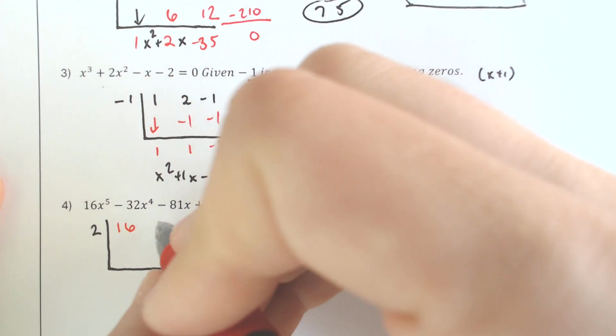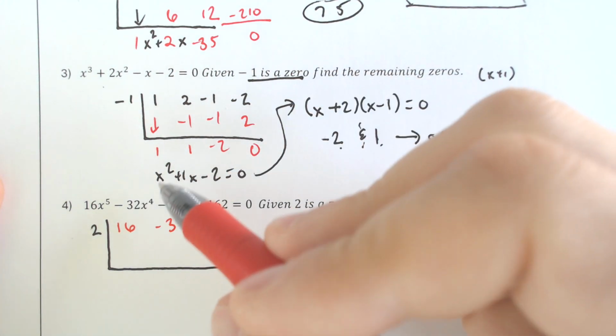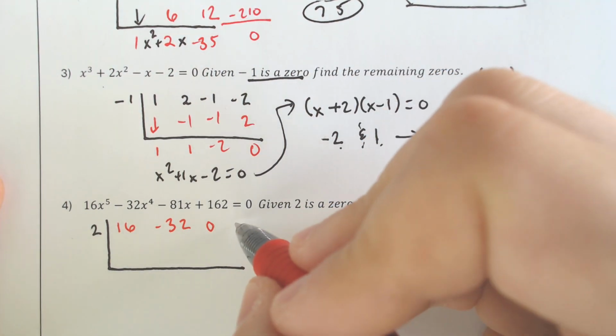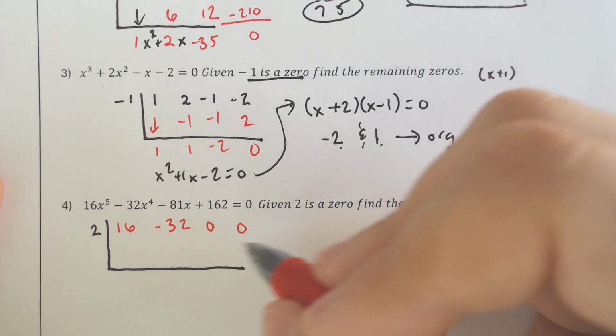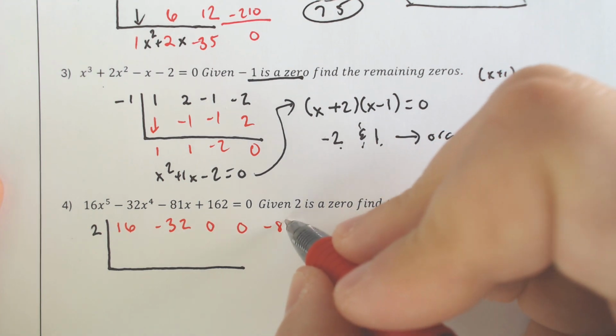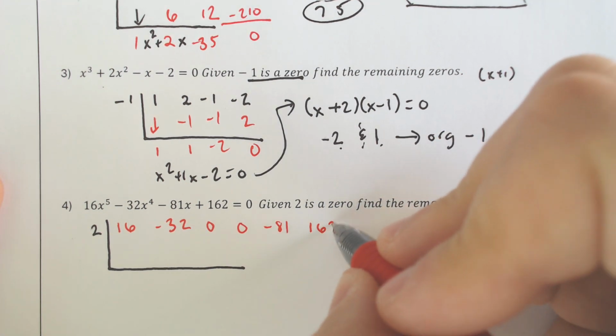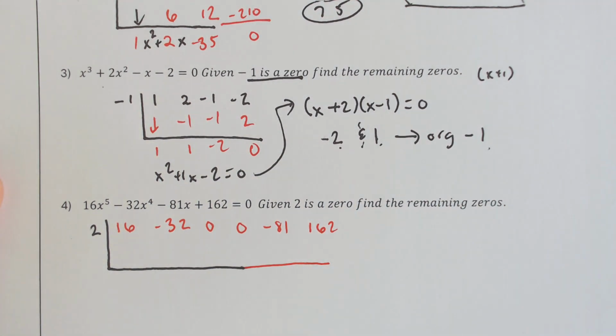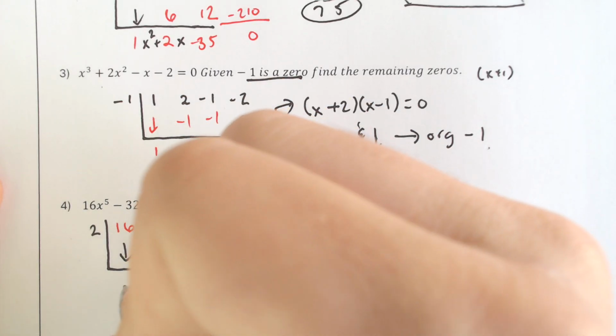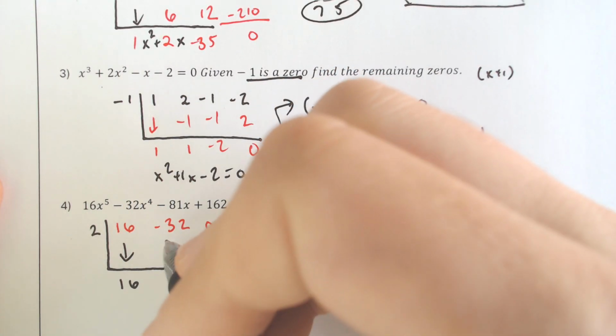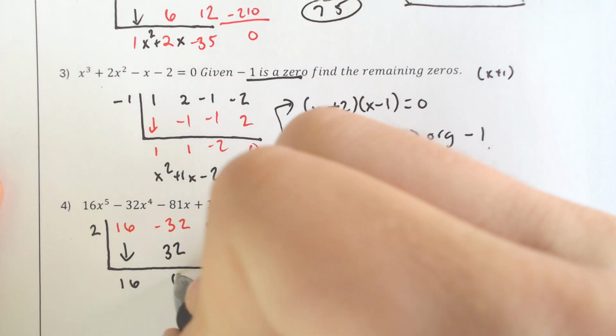We're starting with 16 and 32, but then we're missing the x to the third, and we're missing the x squared, so we have to put in the placeholder zeros there, negative 81, and then the 162. It's a pretty long synthetic division problem. We bring down the 16, then we multiply, and we get 32. We add, we get 0.